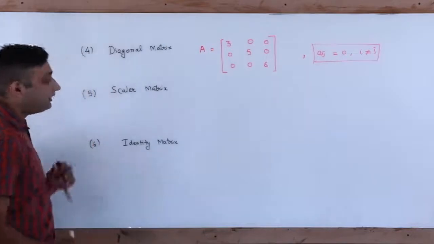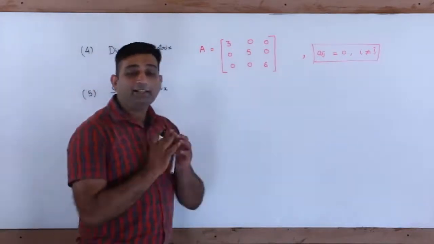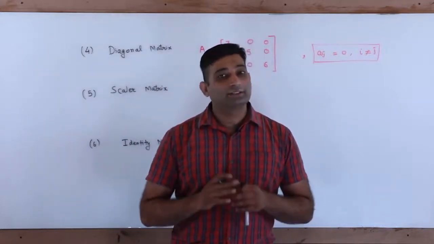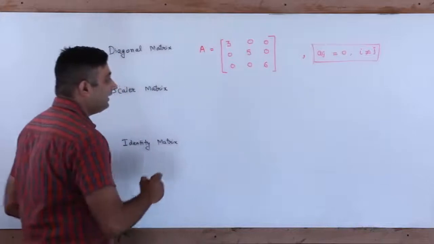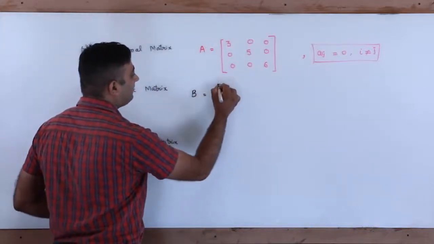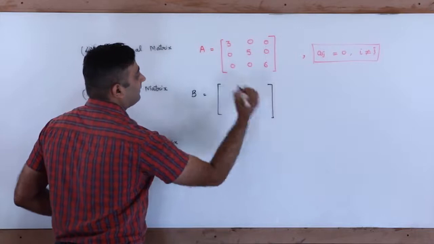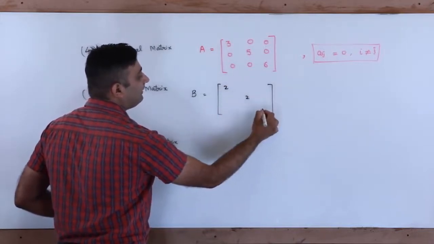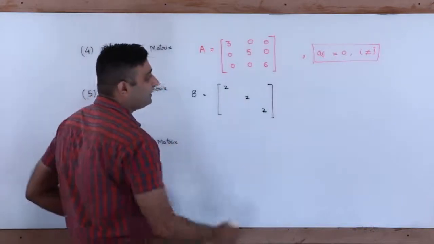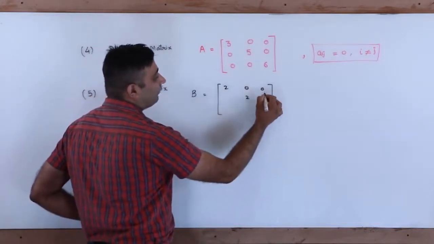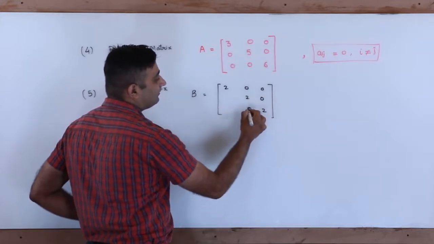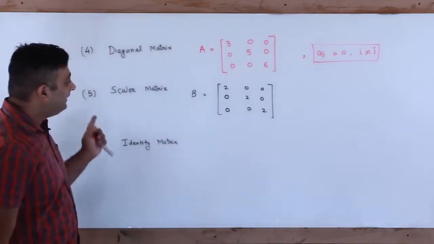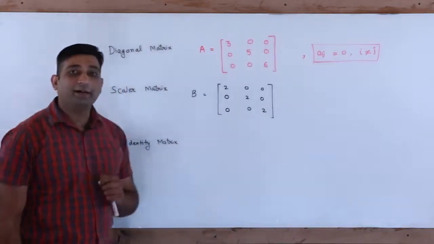Now, let us discuss about the scalar matrix. A diagonal matrix having all its diagonal elements same, it is called a scalar matrix. For example, a matrix having all its diagonal elements same, it could be 2, 3, 4, whatever the element could be. Other elements of this diagonal matrix must be 0. Hence, this matrix is said to be a scalar matrix.